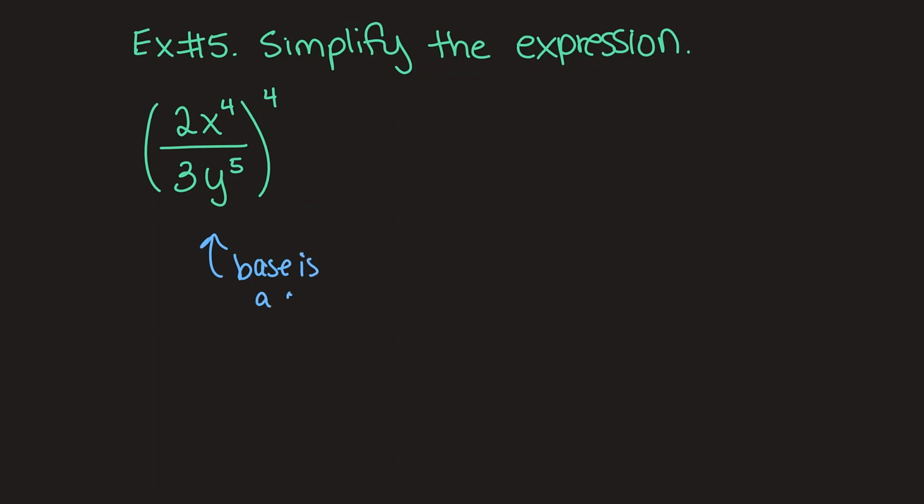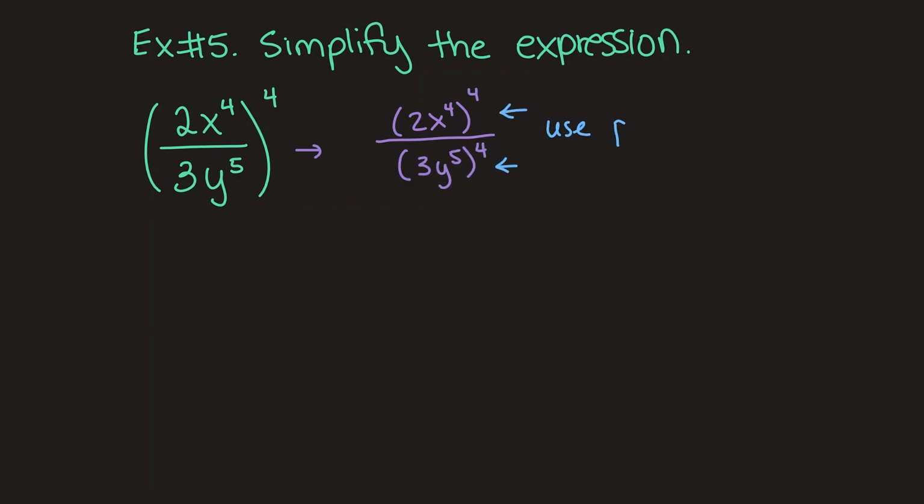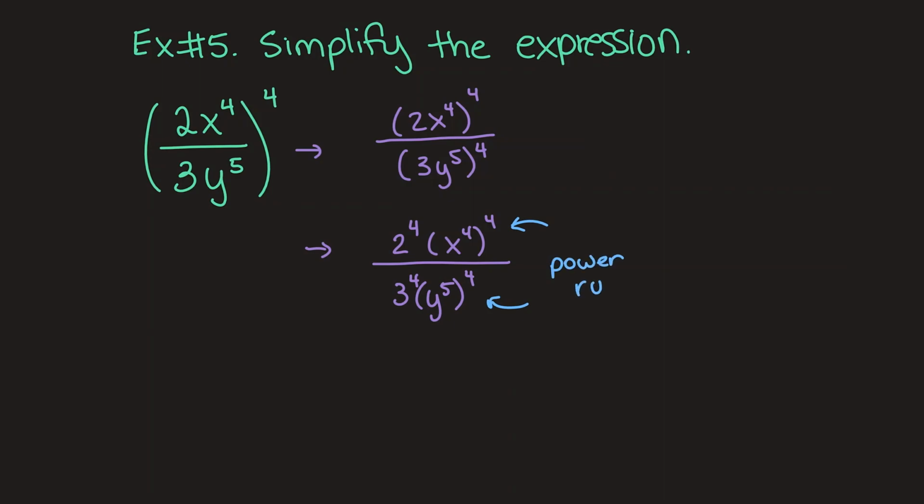Since our base is a quotient, we will use the power of a quotient rule and raise both the numerator and denominator by 4. Now we use the power of a product rule and raise each factor by the exponent. Simplify this using our power rule and multiply the exponents. And we get 16x to the 16 over 81y to the 20.